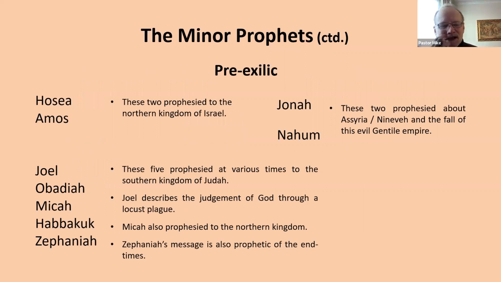So the pre-exilic ones, I made a list of them here. I've grouped them together in this way, just for ease of understanding. So over on the left at the top, you've got Hosea and Amos together. And the reason for that is that these two men both prophesied to the northern kingdom of Israel, and not to the southern kingdom. Like Elijah and Elisha prophesied only to the northern kingdom, so too Hosea and Amos prophesied to the northern kingdom as well.